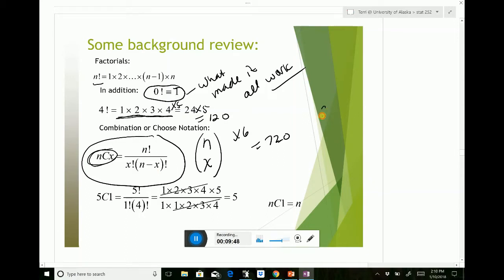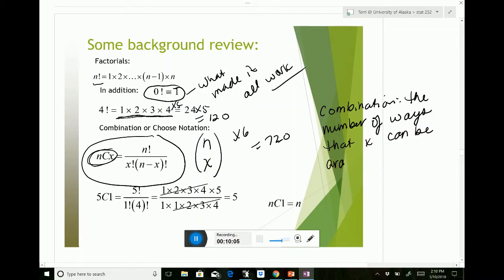And combinations are the number of ways that X items can be chosen from N items if order doesn't matter.